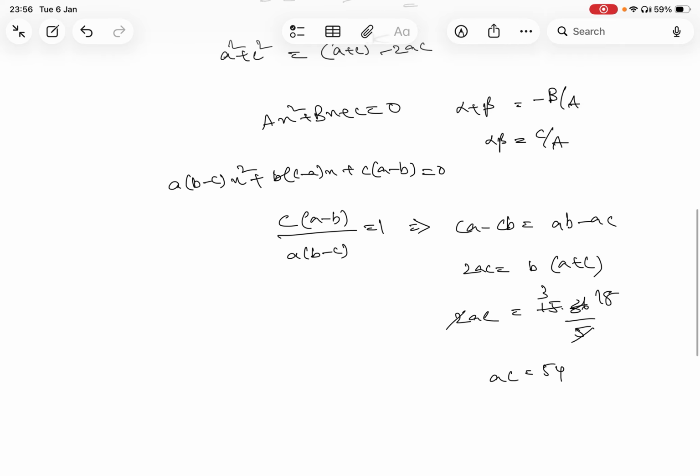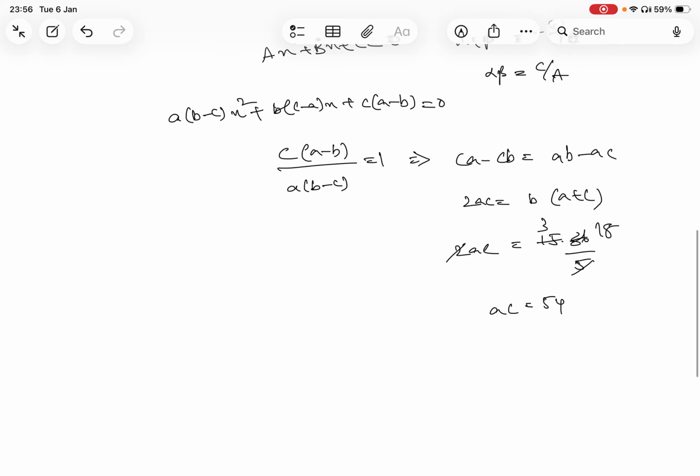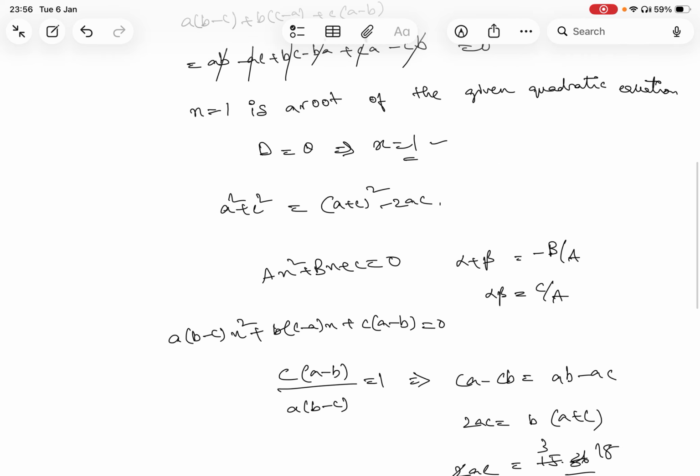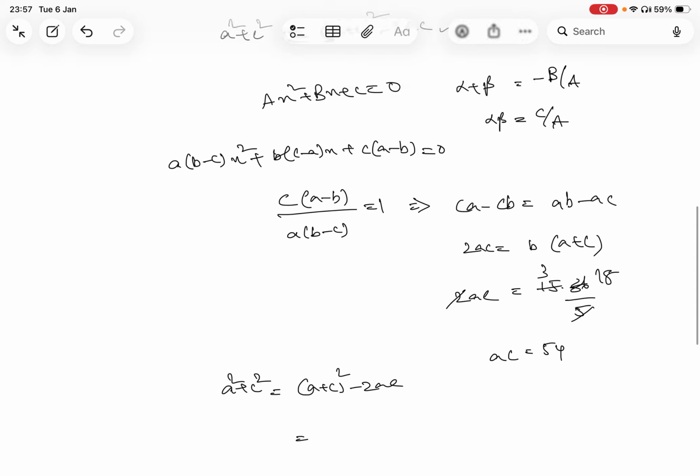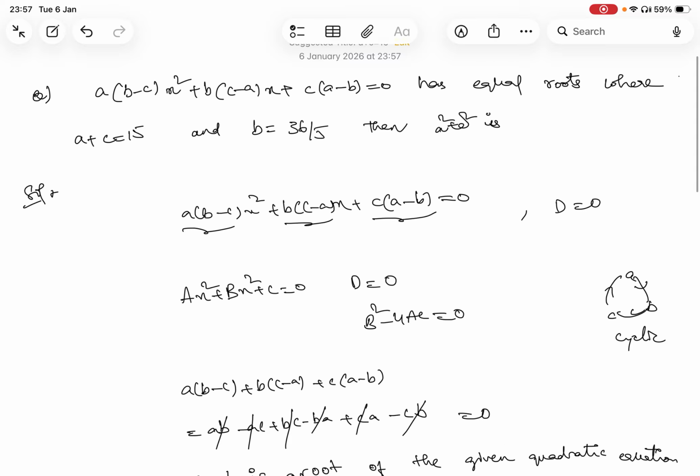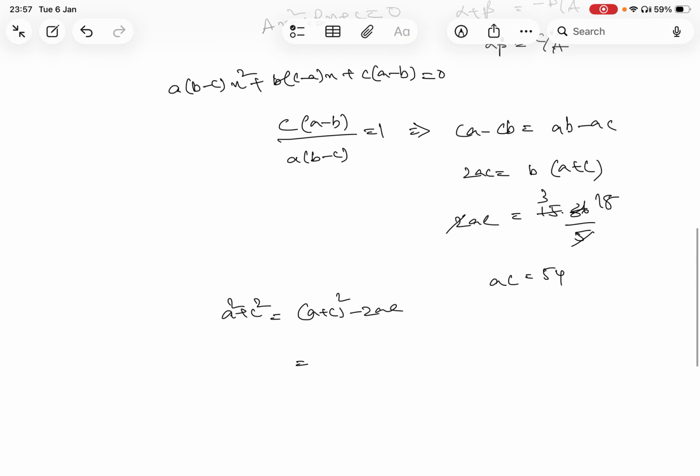Now we need to find a square plus c square, which is given by a plus c whole square minus 2ac. Now a plus c value is 15, so 15 square minus 2 into 54 gives rise to 117. So this is the solution.